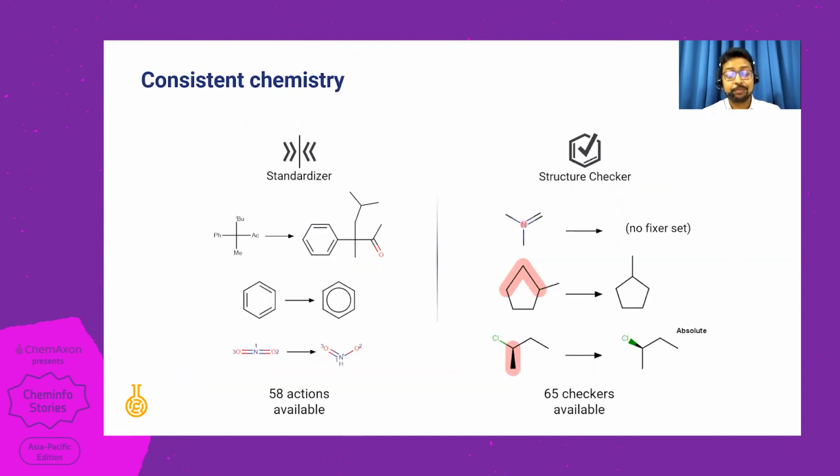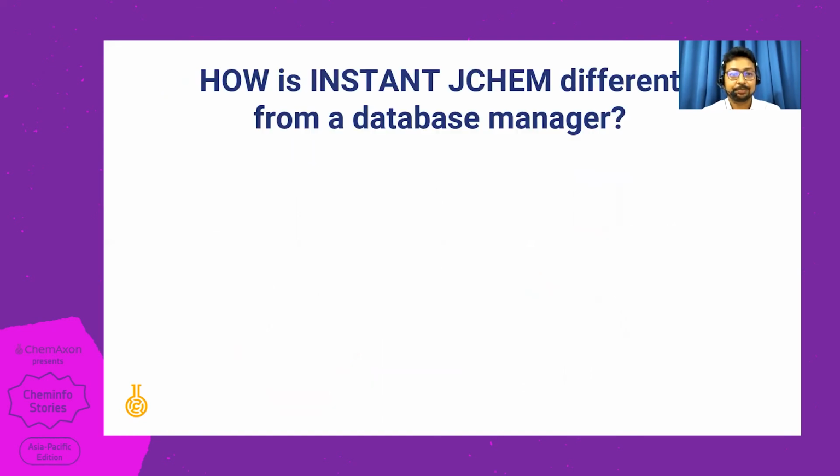Now in Instant JChem, or rather in any database, it is always very necessary to have consistent chemistry. So Instant JChem comes bundled with Standardizer and Structure Checker. So Standardizer basically standardizes your molecule so that even if your chemists are drawing it in different ways, or your data sources are providing a particular structure in different ways, you can standardize them so that your search results are perfect. Structure Checker basically checks your structure so that you don't have any errors in the structures, and you store the correct structures. So these two combined ensure that you have the standardized and correct structures in your database, and you retrieve all the hits that are relevant for your search results.